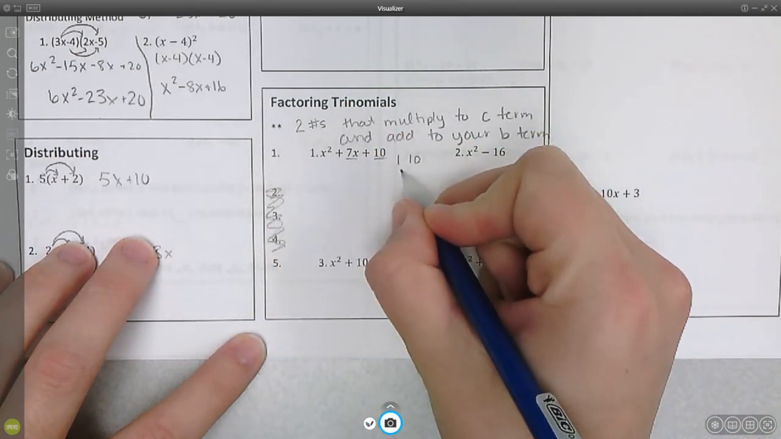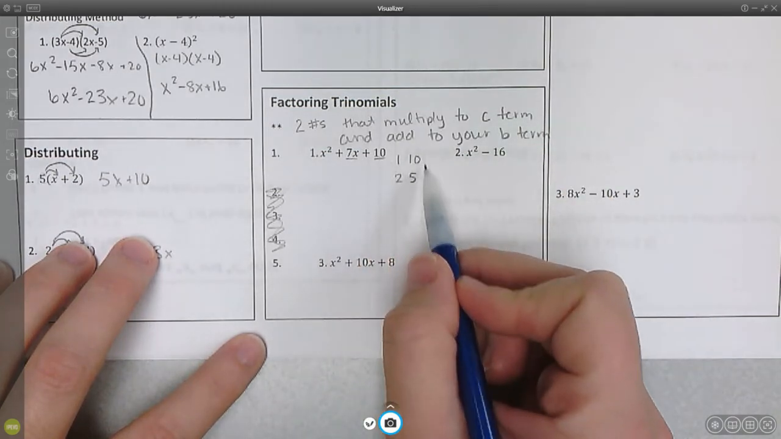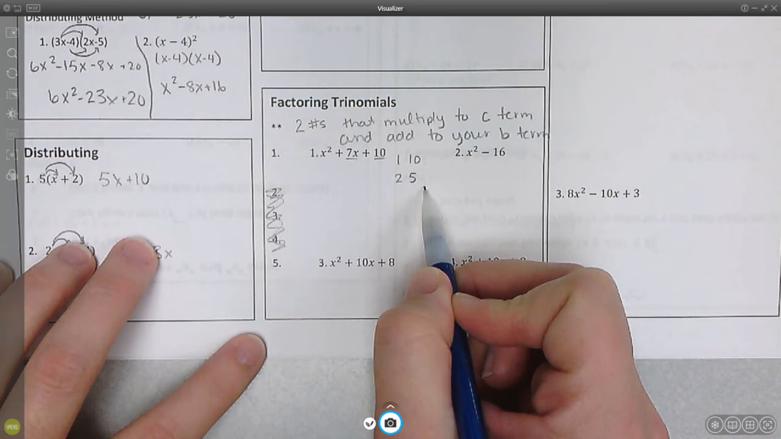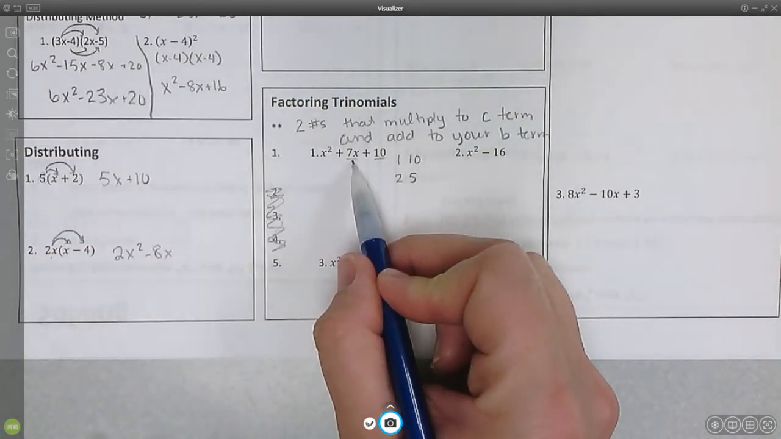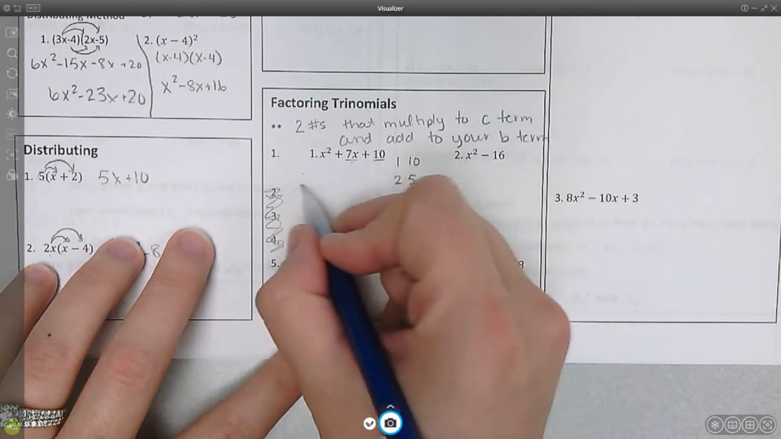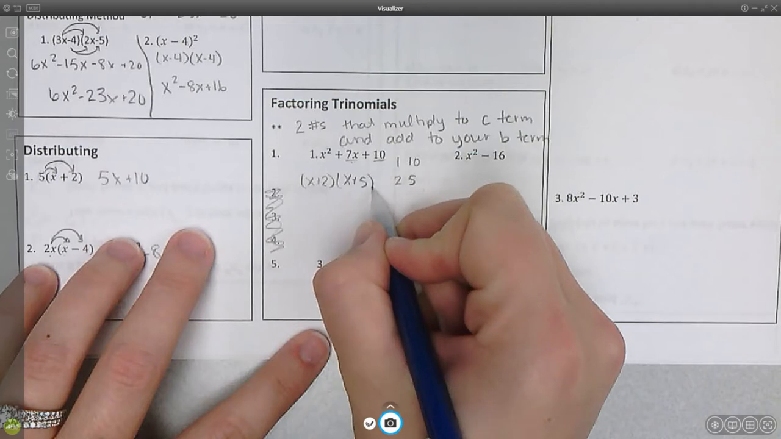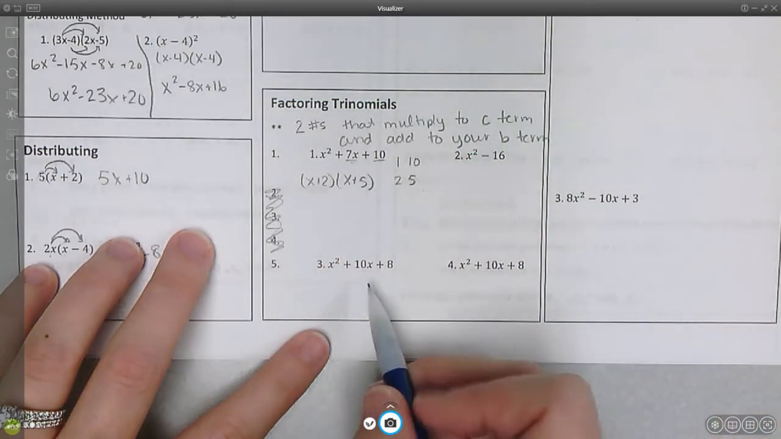So you have 1 and 10, and 2 and 5. So those are the factors of your C term, and then you look at these and see which ones add to give you this middle term. We want them to add to 7, so that would be 2 and 5. So x plus 2, x plus 5, and that one is done.